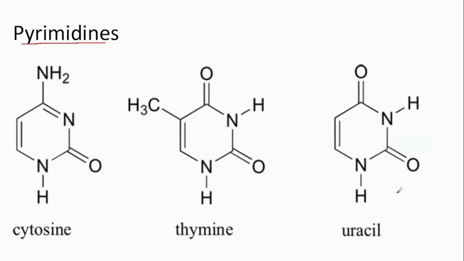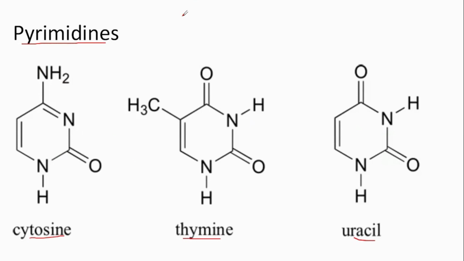So here you guys can see three pyrimidines. We have cytosine, we have thymine, and we have uracil. And all three of them have a single ring, no double ring structure, as you're going to see in purines. Over here, we are not seeing any double ring structure. We're going to see that in purines. All pyrimidines have a single ring, as we can see over here.